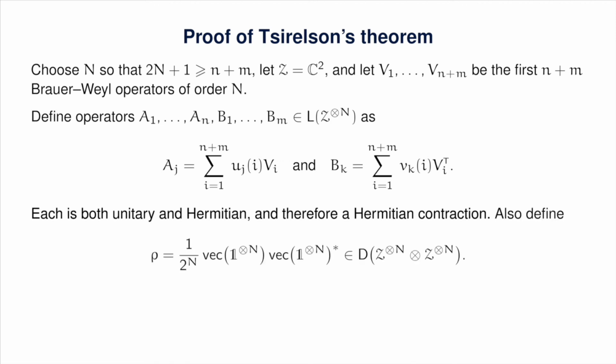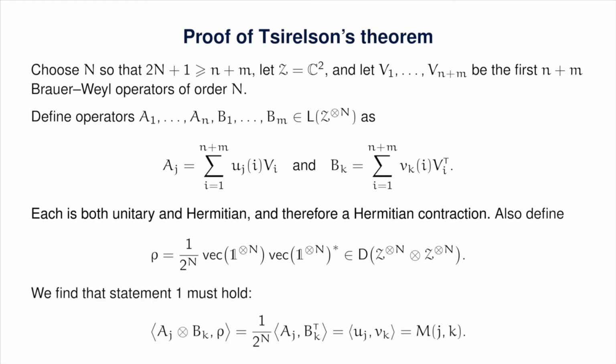The state rho is just the canonical maximally entangled state. And now, if we tensor a sub j with b sub k, and then take the inner product with rho, we get 1 over 2 to the n times the inner product of a sub j with b sub k transpose. It's another instance of the vectorization identity that we so often use. Transposing b sub k cancels out the transpose in the definition of b sub k, and using the orthogonality property of the Brauer-Weyl operators that we observed before, we see that this scaled inner product is simply the inner product of u sub j with v sub k, which is the jk entry of M. And that's what we wanted, and so we're done.